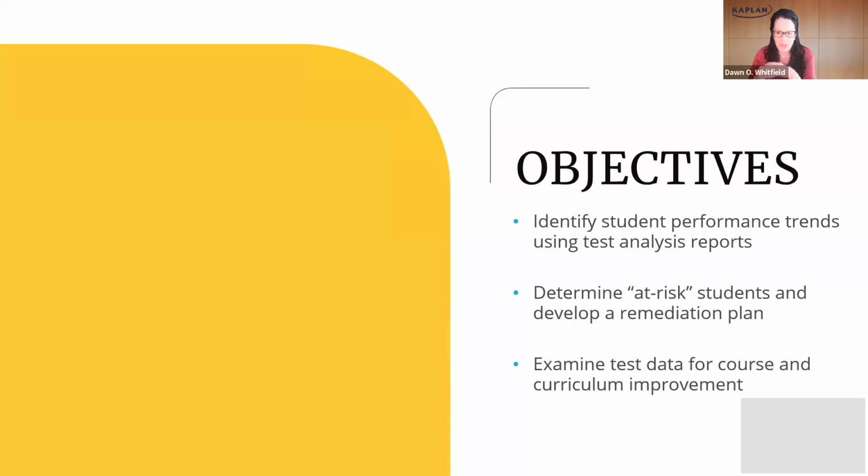Our objectives for today are to identify student performance trends using test analysis reports. We're going to determine at-risk students and develop a remediation plan, and we'll examine test data and curriculum improvement. These learning objectives align with both classroom and programmatic outcomes as they serve a dual purpose, contributing to both the immediate goals of a specific course and the broader goals of an academic program. This goes beyond just grading. It's about enhancing student outcomes, guiding curriculum decisions, and improving instruction.